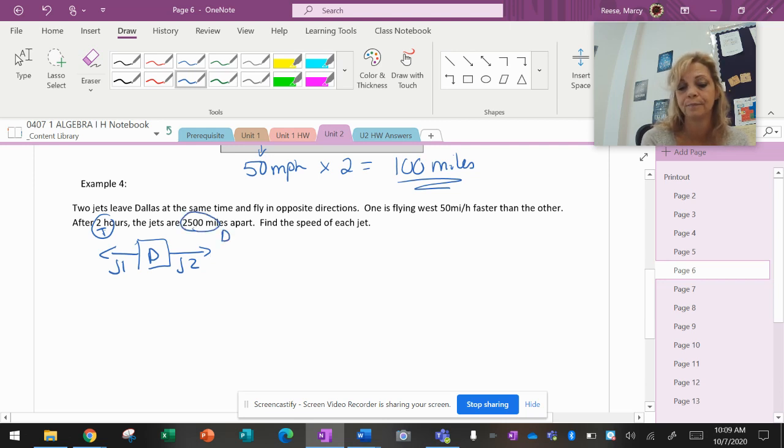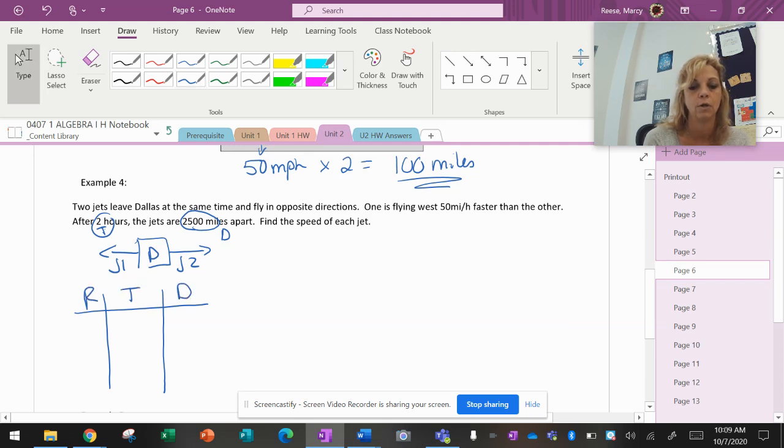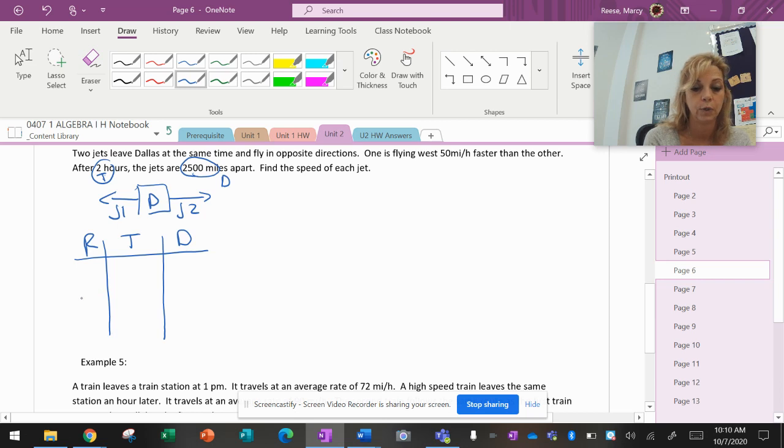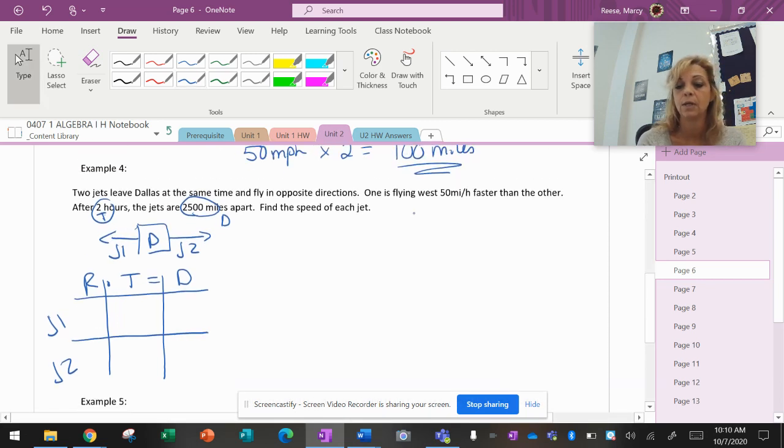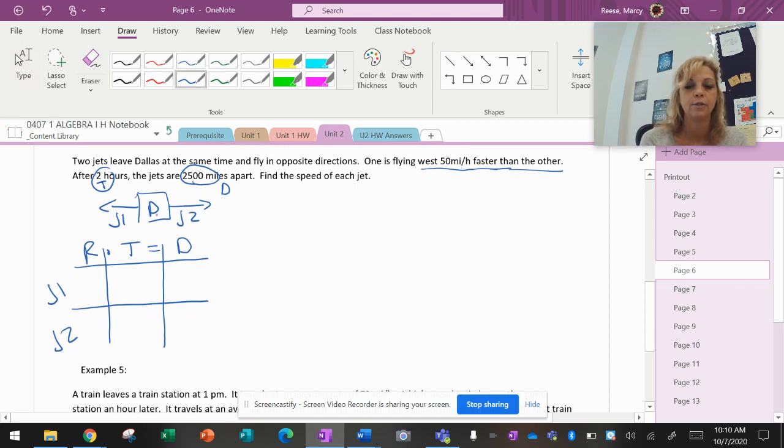That's distance, isn't it? All right, now in order to do these successfully, what I have found is you really need to set up a chart. So for each one of these problems, I want you to have a rate times time equals distance chart on your paper, okay? And we're going to call this jet 1, and we're going to call this jet 2, right? So jet 1, we don't know the rates, do we? So it says 1 is flying west 50 miles per hour faster than the other. So jet 1 is flying west, right?